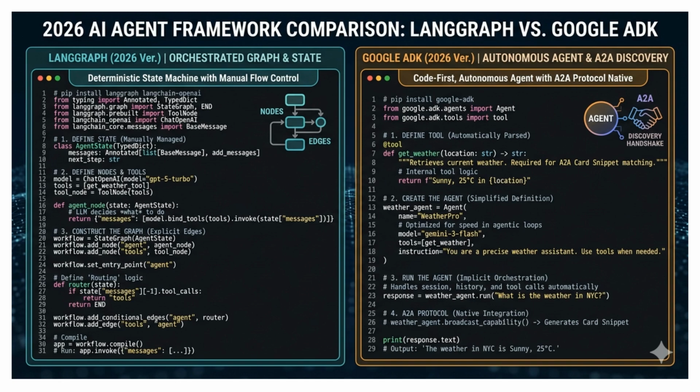Finally, we define routing logic. If the model requests a tool, go to the tool node. Otherwise, end. So in LangGraph, flow is explicit. Transitions are defined by the developer, and the system behaves like a state machine.